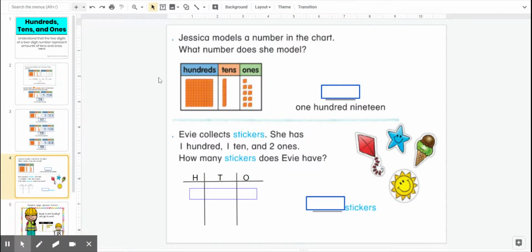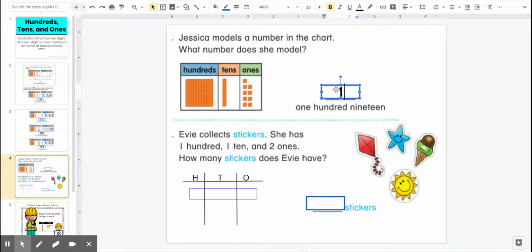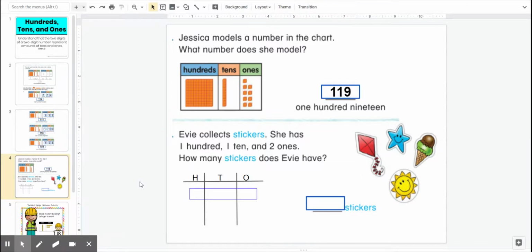All right, let's do one more. They don't give us the other columns to fill in. We just have to take what the picture is and make the number. So what number is this? Jessica models a number in the chart. What number does she model? I see a 100, a 10, and 9 little ones, 119.